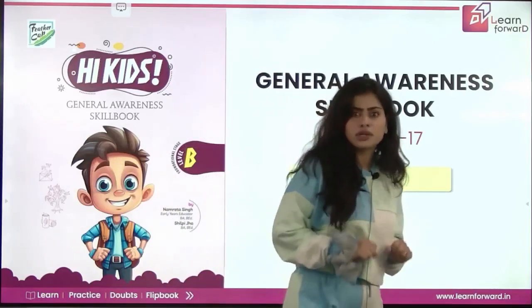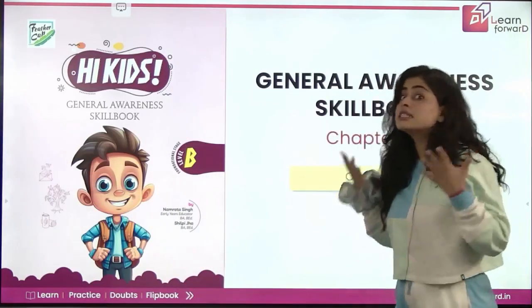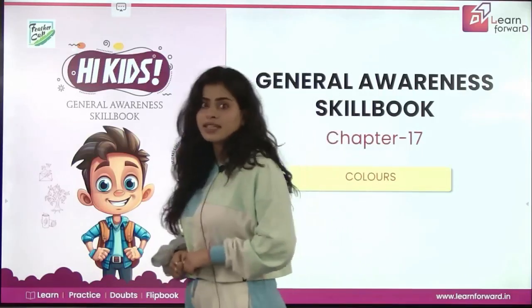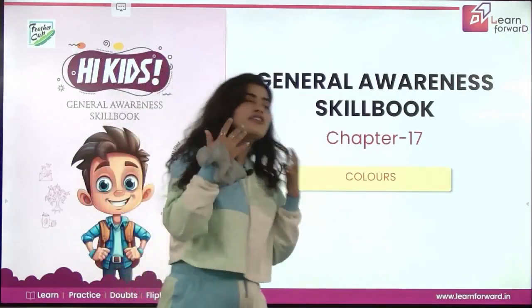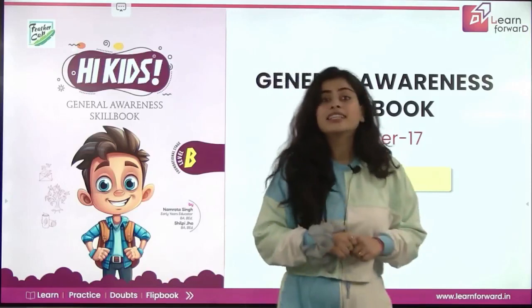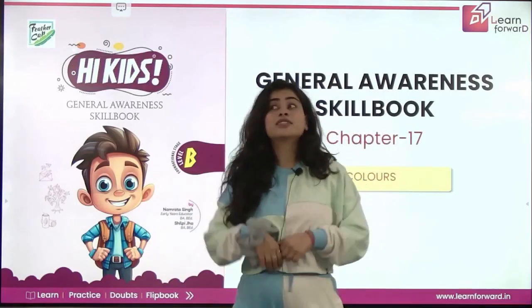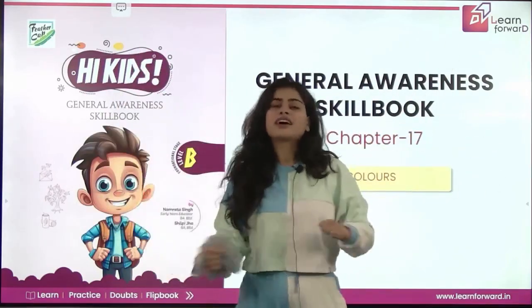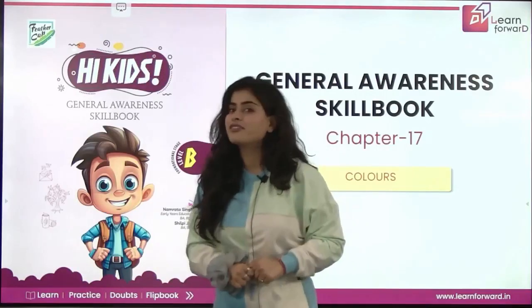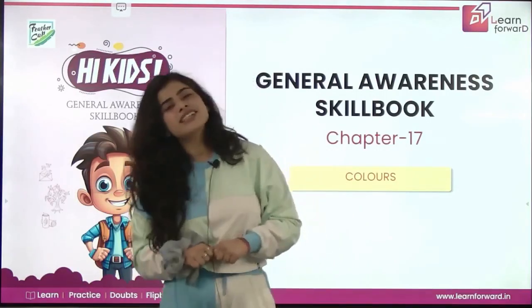Have you seen a rainbow? Rainbow has 7 colors in it. Yes. So everything has colors and that makes it colorful. This world is very colorful. Okay. So now we will learn about colors. So let's get started.